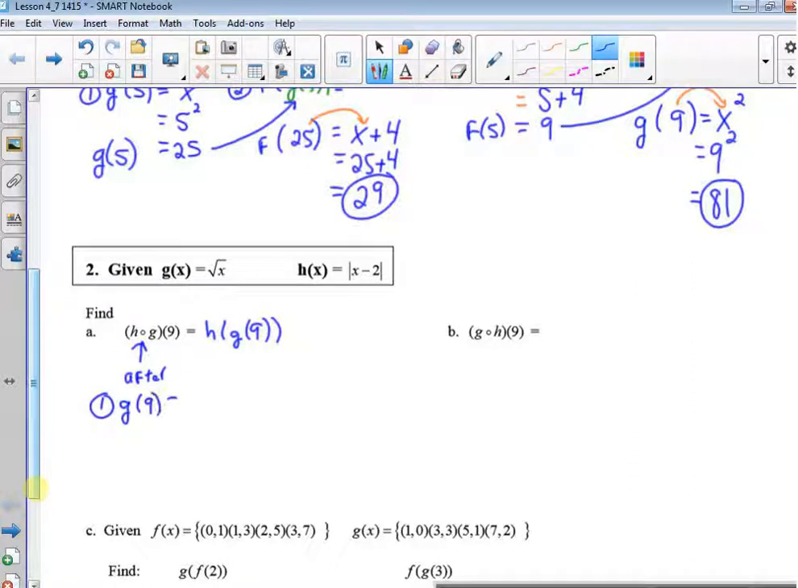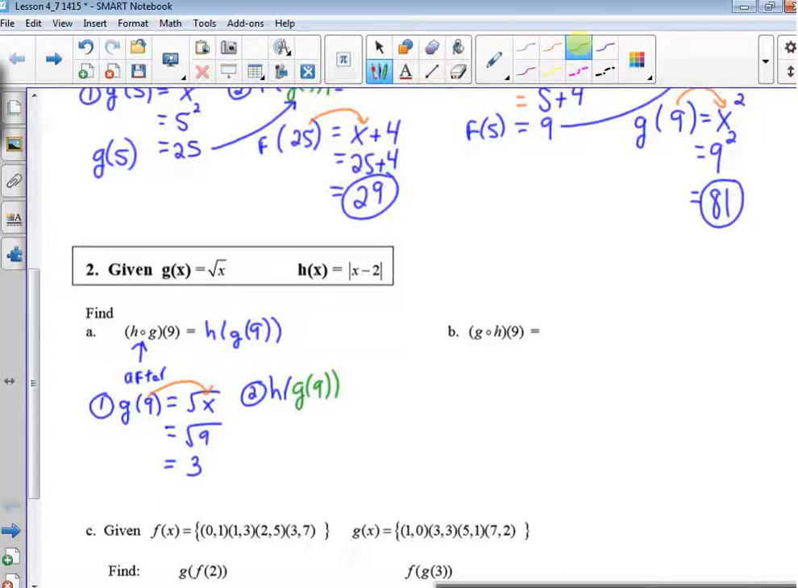So g of 9, write the rule for g, which is radical x, and you're going to take that 9 and plug it in for x. So we're going to get the square root of 9, which is the principal square root, which is 3, not negative 3. Remember now, I want h of g of 9.